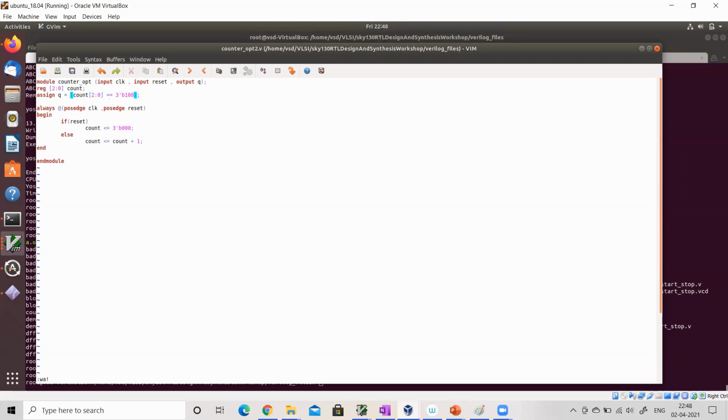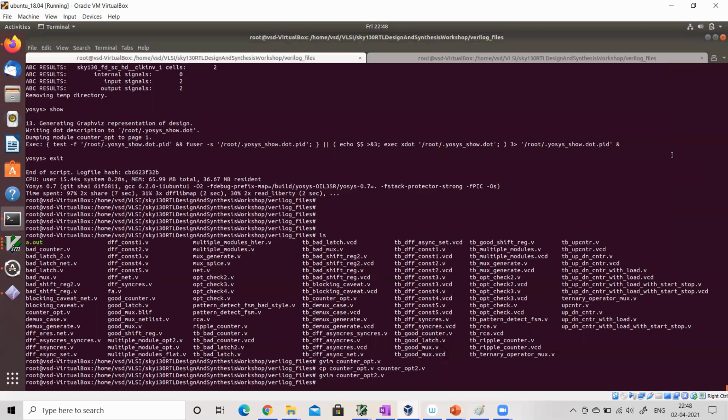This is what I'm writing here. Okay. So now I'm using all the 3 bits of the counter. That means I expect all the 3 flops to be present. Correct? All the 3 bits to be retained. It's not retaining only 1 bit. All the 3 bits of the counter are retained. Let's see what happens. So let us launch Yosys here.